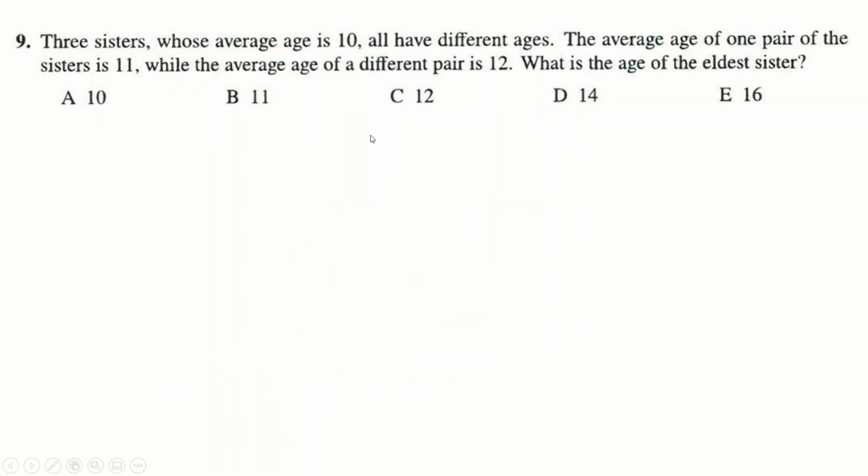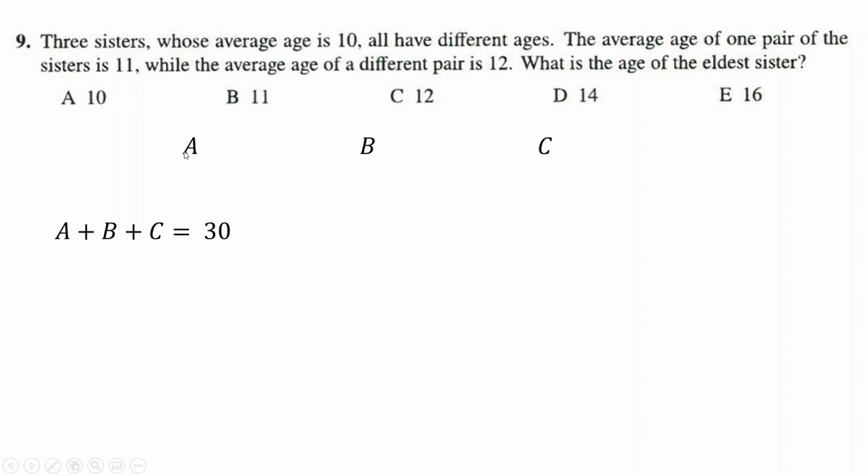Question 9, 3 sisters. Okay, let's call the sisters A, B, and C. They have different ages, but the average is 10. So the sum of all the ages is 30, because 30 divided by 3 is 10. The average age of one pair of sisters is 11, and the average age of the other is 12. Now let's pretend these sisters are in order of age, smallest to largest. The two that have an average age of 12 must be the oldest two, and the two that have average age 11 must be the oldest one and the youngest one, because both of these numbers are bigger than 10.